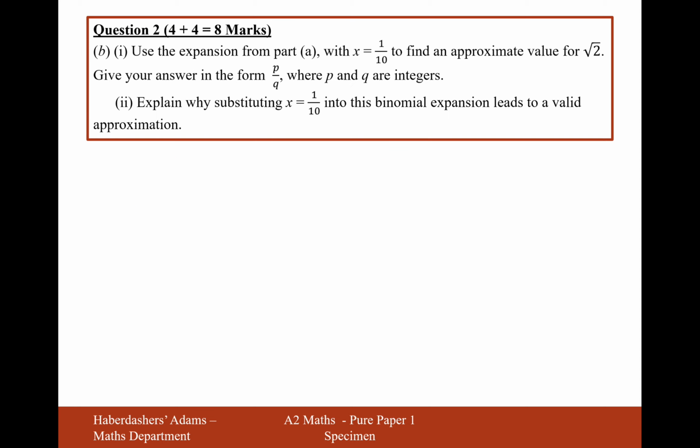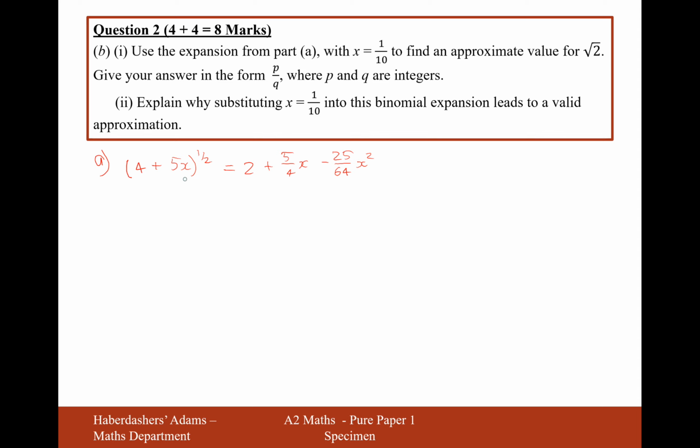Let's have a go at part B. Using your expansion from part A with the value x equals 1/10, find an approximate value for the square root of 2. Give your answer in the form p over q, where p and q are integers. Let's just rewrite out what we had from part A. So (4 + 5x)^(1/2) equals 2 + 5/4 x - 25/64 x squared. Now I'm thinking, how is 1/10 substituted in going to give me an approximate value for the square root of 2?